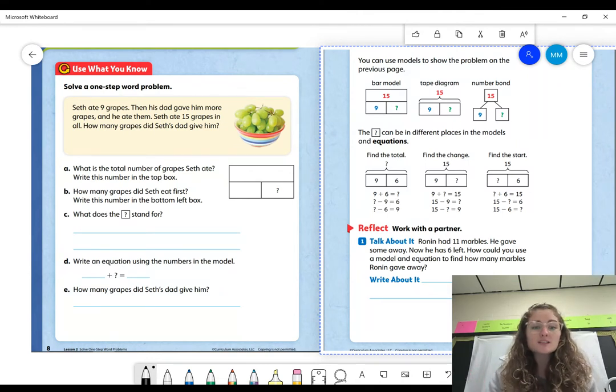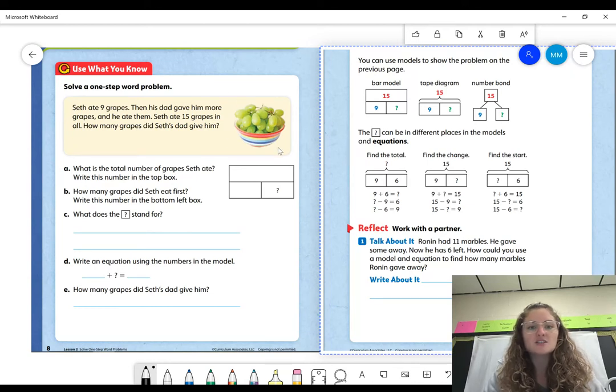So we're going to explore this together in our instruction book. And we are on pages 8 and 9 in our instruction book. So you can go ahead and get that out if you want to work along with me. The first thing I'm going to do is read the story that we have.